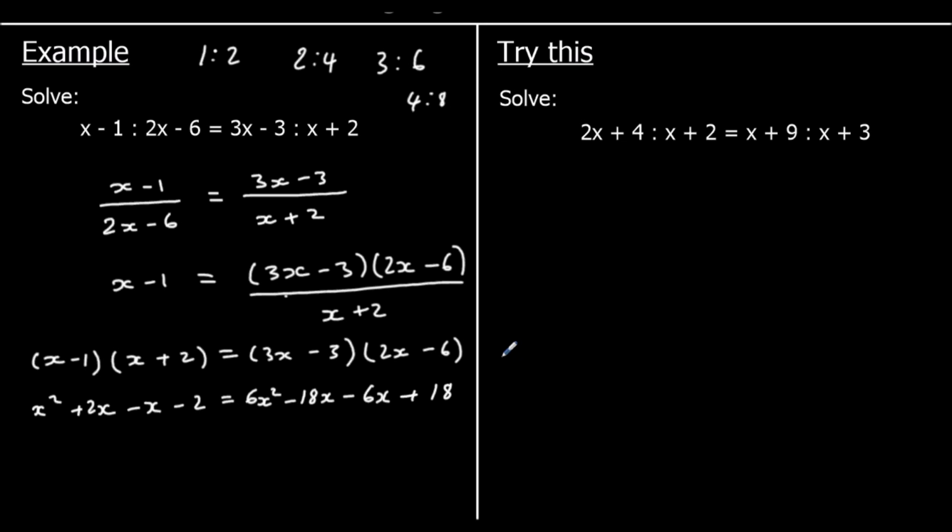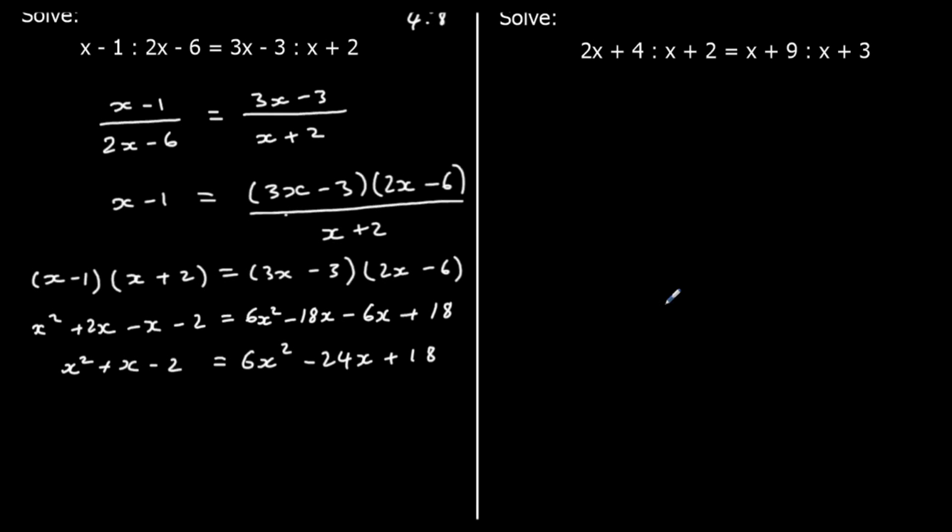So let's collect like terms. On the left, I've got x squared. 2x take away 1x is just 1x minus 2. And on the right, I've got 6x squared minus 18x minus 6x minus 24x plus 18.